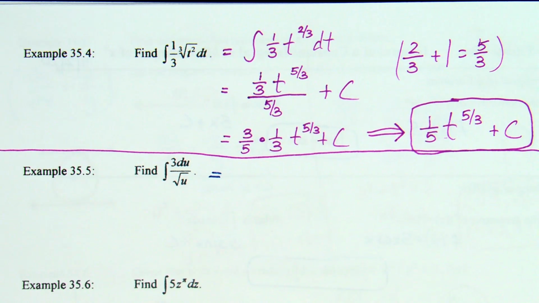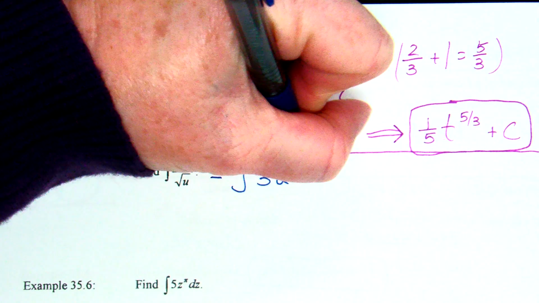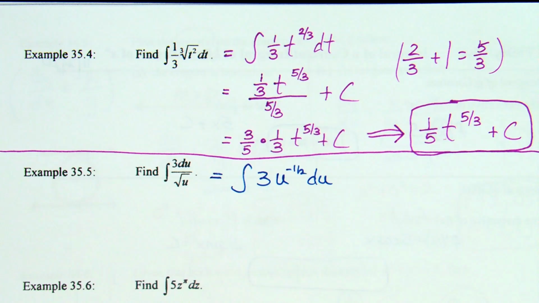Okay, we can't really do the integral of the square root of u in the denominator. We can't do the integral of a square root, more or less, in the denominator. So a square root, this would be u to the 1/2. To get it out of the denominator, it becomes u to the negative 1/2. So 3u to the negative 1/2 du. So that's the problem we're really working on here. The integral of 3u to the negative 1/2 du. Okay, what are you thinking here?